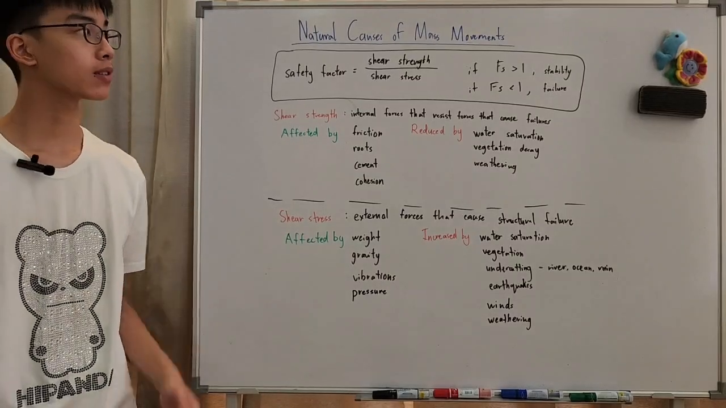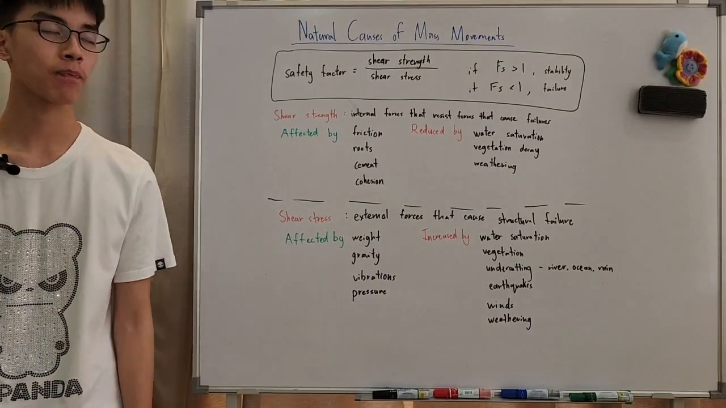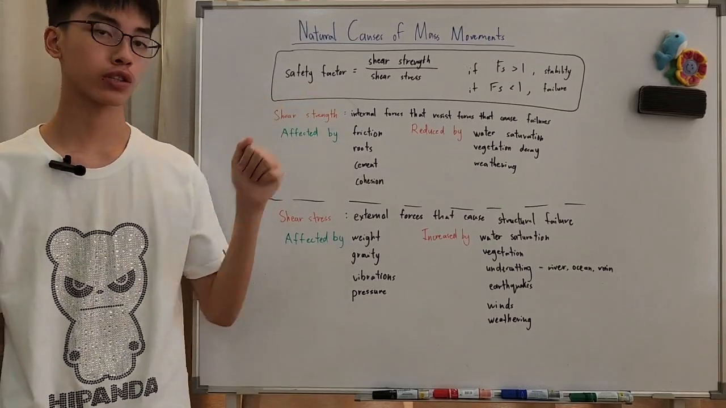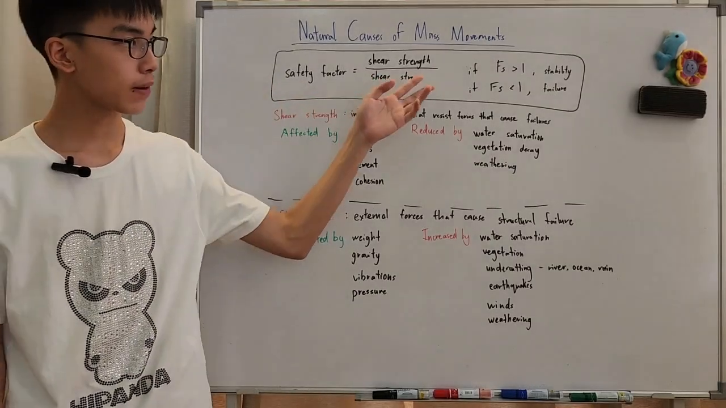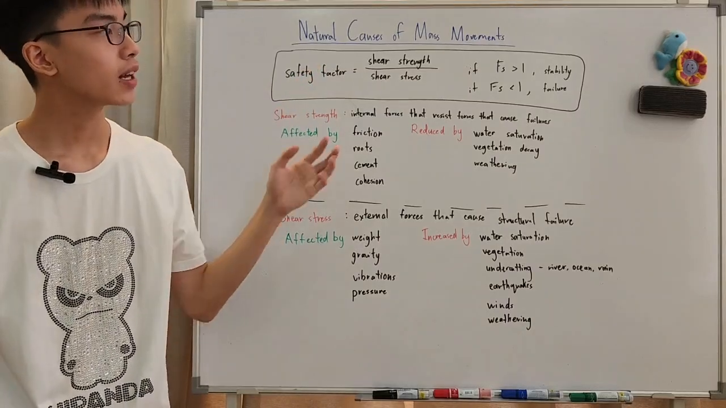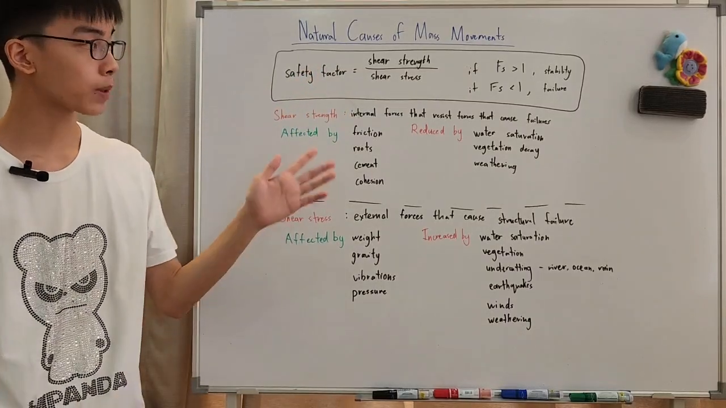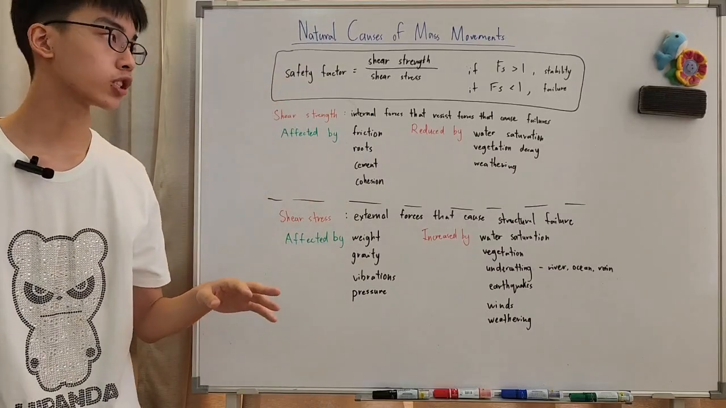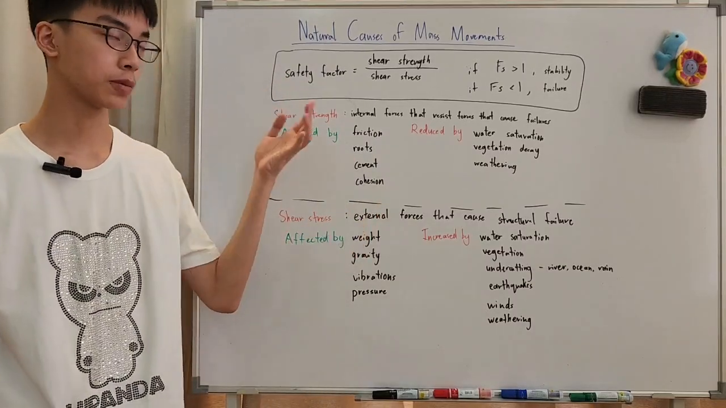Hi everyone, let's talk about the natural causes of mass movements. So I have an equation here, safety factor. It equals the shear strength over your shear stress. If your safety factor is greater than 1, that means your shear strength is greater than your shear stress, then you have stability. But if your safety factor is less than 1, that means your shear strength is less than your shear stress, you have failure, so you have mass movements.